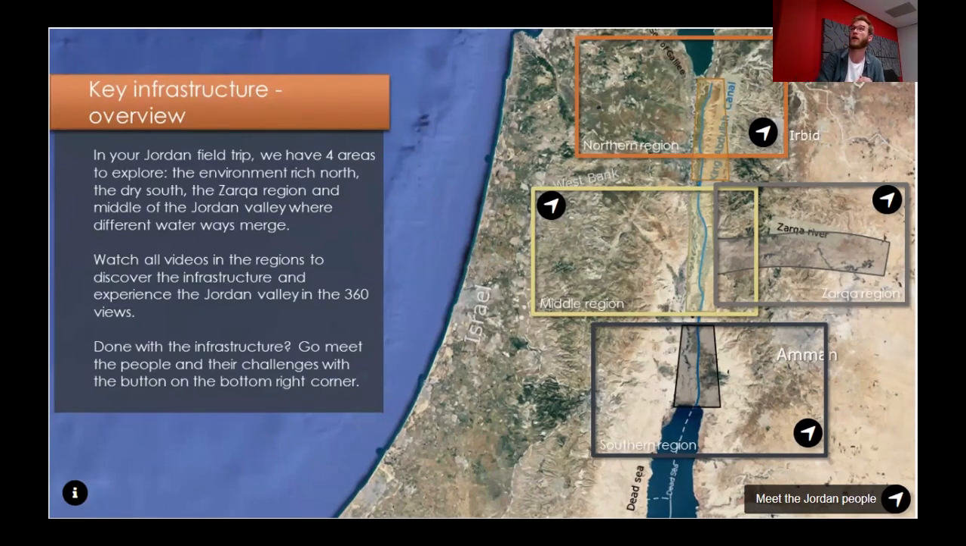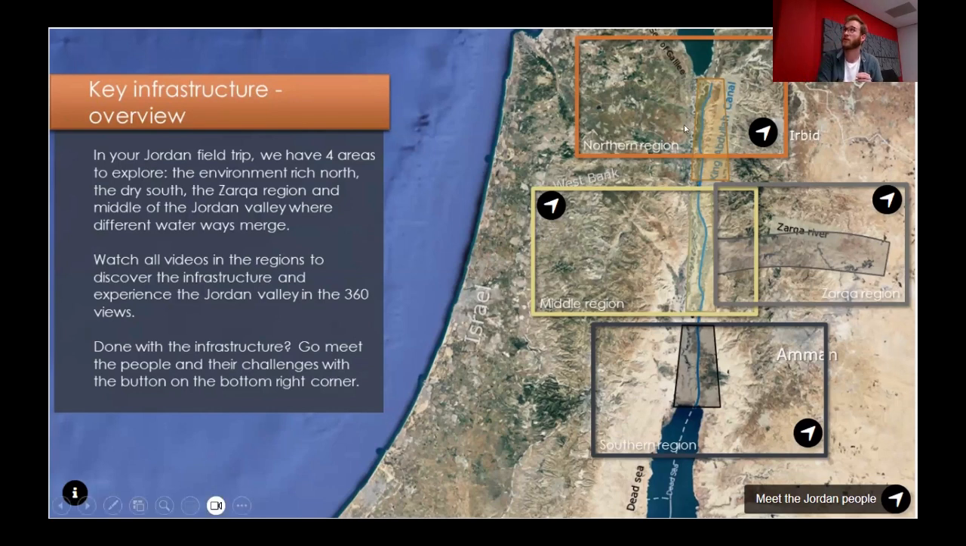We have the meet the people. I hope you can see, do you see my mouse moving around on screen? In the right bottom corner, meet the people in Jordan. If you go there, you have an overview of the different people, divided into the farmers and the governance people.